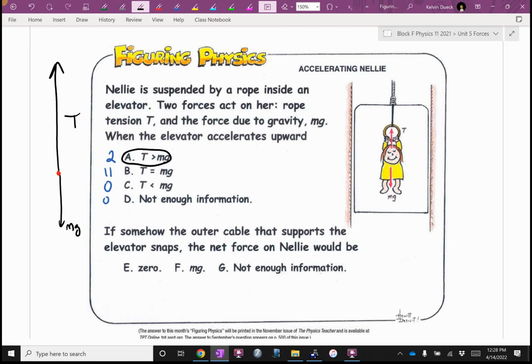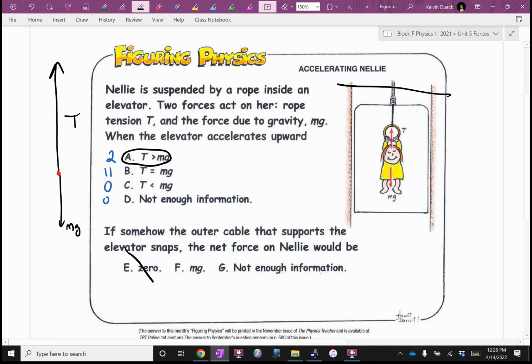All right. Suppose somehow the outer cable that supports the elevator snaps. The net force on Nellie would be, well, if the cable snapped, would she accelerate? So if this cable suddenly snapped, and let's assume there's no safety devices on the elevator, so now it's just going to drop. Will she accelerate? Yes, which means that can't be right, because if she's accelerating, the net force cannot be 0.